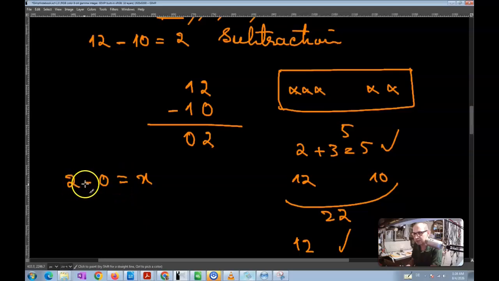Instead of asking what is 2 minus 0, you could say that there has to be some number over here that if you add it to 0, I will get a 2. Or there has to be some number over here that if you add it to 1, you will get a 1. I will show another example.